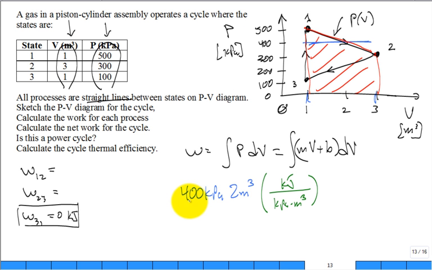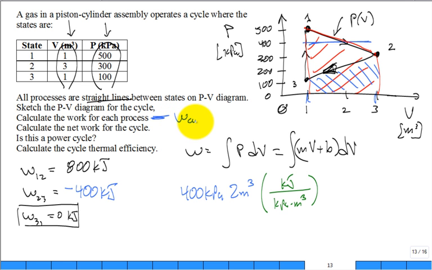So what do we have? 800. So the work 1 to 2 is 800 kilojoules, true. What about the work 2 to 3? We knew it was negative because it's being compressed, but it's the area under the curve, the same type of logic, and you find negative 400 kilojoules. What's the work of the cycle? Sum up the work for each of the processes, and you get the work of the cycle equal to 400 kilojoules. What about the net heat transfer?